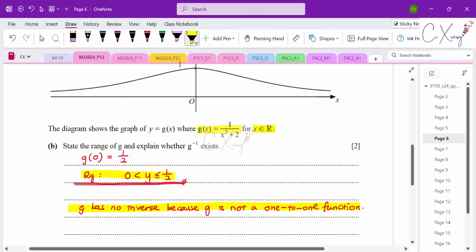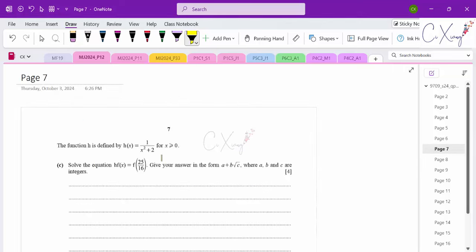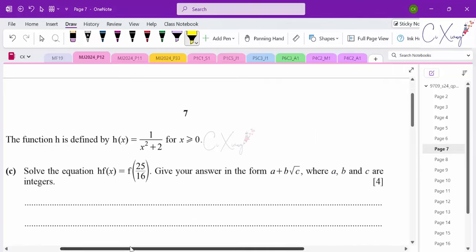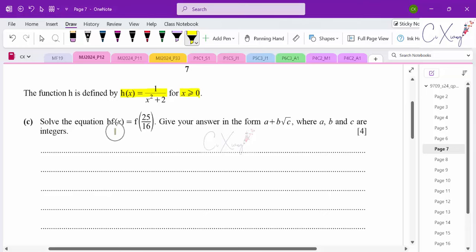Okay, so let's continue to part C. So part C for this question. Now we are given another function which is h. And for this function h here, they define it for x greater than or equal to 0. They want us to solve this equation where hf(x) equals f(25/16). Then give your final answer in this form where a, b, and c are all integers.